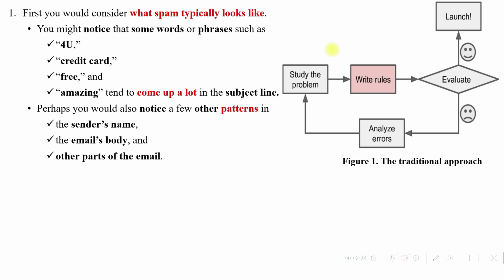So here, first of all, you have to consider what spam typically looks like. You might notice that some words or phrases like "for you", "credit card", "free", and "amazing" come up a lot in the subject line. You also notice a few other patterns in the sender's name, email body, and other parts of the mail. So first of all you have to understand what type of keywords there are and where they appear in the mail.